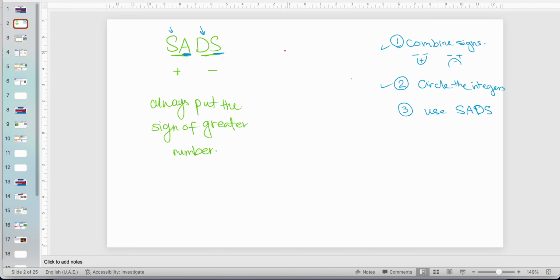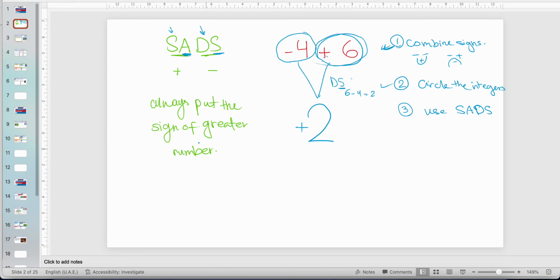Suppose you have this example, negative 4 plus 6. Since there are no two signs to combine, there is a number between them, they are not back to back, so I don't combine them. I'm already done with the first step, no need to do anything. I'll go directly into circling out the integers. Circle your integer with the sign and the other one as well. Now apply SADS. Ask yourself, are they same sign or different sign? They have different signs. Different signs, subtract. Can you see? I'm going to subtract them regardless of whatever was in the middle. Since they have different signs, I have to subtract 6 minus 4, it's 2. My answer is positive 2. That's it. This is the general rule.